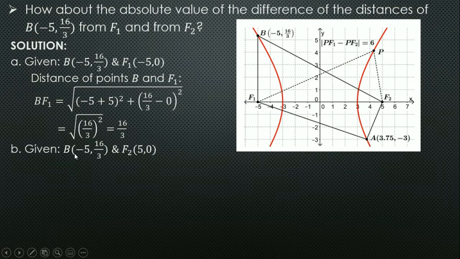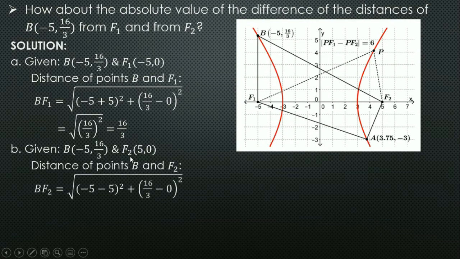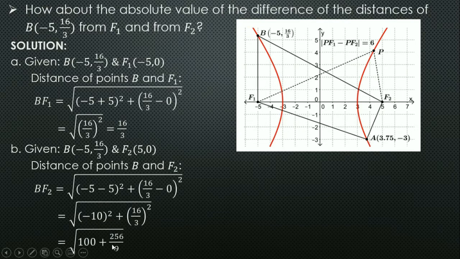The second one, the point B and f sub 2. The distances, we have negative 5 minus 5 squared plus 16 all over 3 minus 0 squared. This will be negative 10 squared plus 16 all over 3 minus 0 is 16 all over 3 squared. Negative 10 squared is 100. 16 all over 3 squared is 256 all over 9.